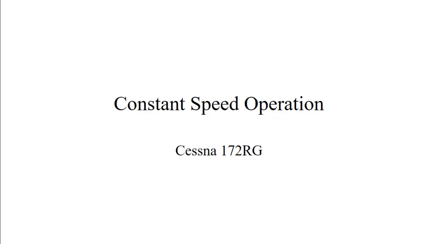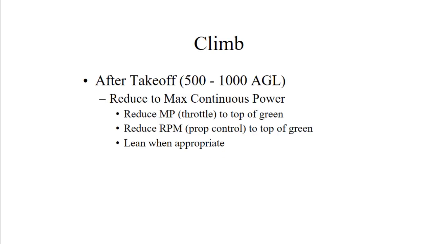Let's take a look at a constant speed aircraft as well. So this is a 172 RG, not something we fly a lot around here, but it represents how we fly constant speed equipped aircraft pretty well. So after takeoff at 500 or 1,000 feet above ground level, we reduce to max continuous power, which is the climb power. And to do that, we reduce the manifold pressure to the top of the green and then the RPM to the top of the green. And then we lean when we're at an altitude where the pilot operating handbook says that that's appropriate.